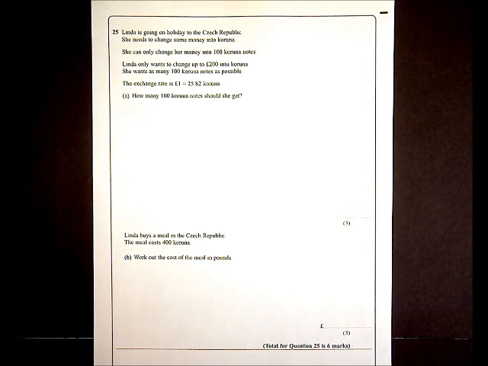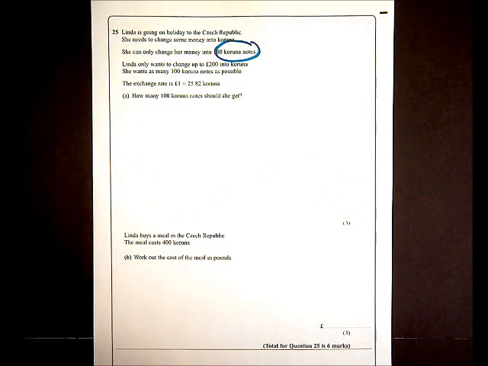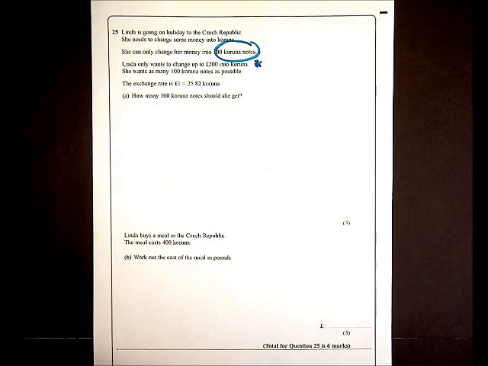On question 25, I'm told that Linda is going on holiday to the Czech Republic, and she needs to change some money into koruna. And she can only change her money into 100 koruna notes. So at the end of this, she's only going to have multiples of 100. She only wants to change up to £200 into koruna, so the maximum amount is £200. She might change less than that, but that's the maximum. And she wants to get as many 100 koruna notes as possible.